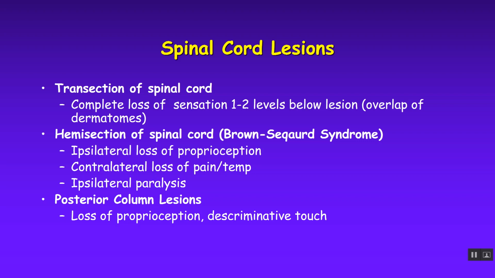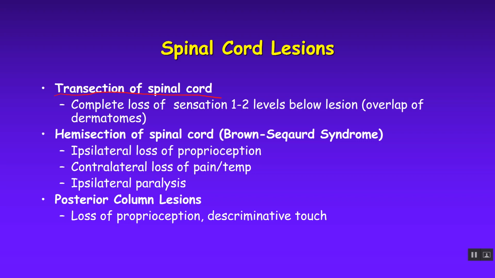So that's the periphery, the peripheral problems that cause sensory loss. Now we're up in the spinal cord. If you have a complete transection, so the entire spinal cord is damaged at a certain level, you will have complete loss of sensation below the level of the lesion. So if the level of the lesion is like T2, pretty much everything below will be gone. However, because there is some overlap of dermatomes, you may actually still have sensation down into T3, T4.